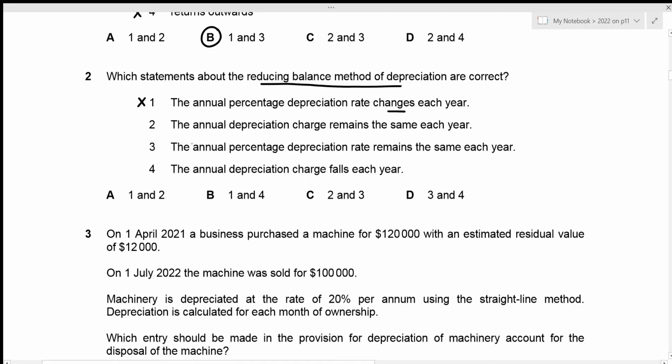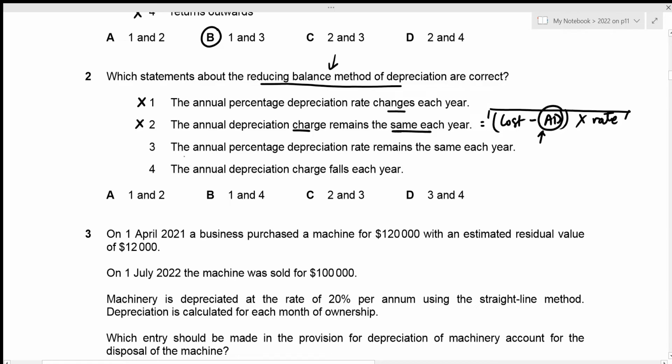The second one is that the annual depreciation charge remains the same each year. We're talking about the reducing balance method, which means that the formula for annual depreciation is just the cost minus the accumulated depreciation, times our rate. And each year our accumulated depreciation value increases because the previous year's depreciation will be added to the accumulated depreciation for this year's depreciation charge, right? If one of the values increases each year, then the total value will also differ each year. So we cannot say that our annual depreciation charge remains the same each year. This is again an incorrect statement.